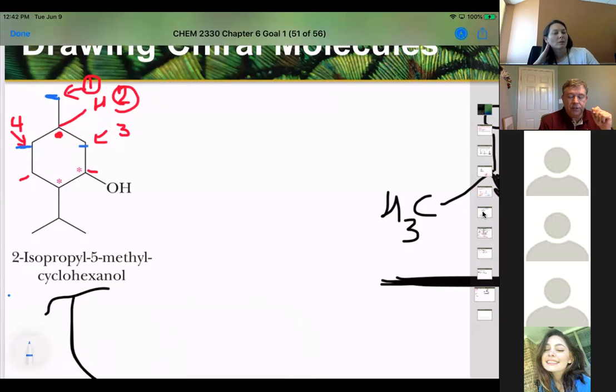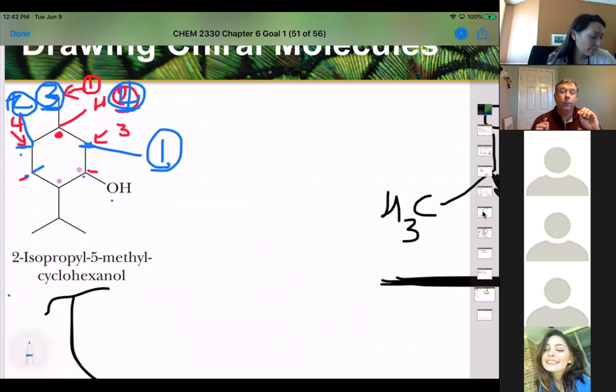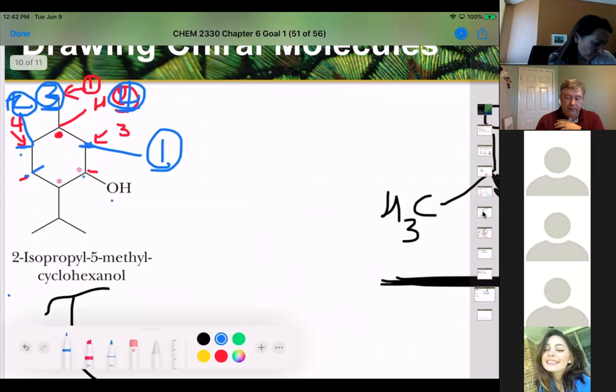But we have the CH2CO. So this is a higher priority than this one. So that's going to say in blue color here, this group is our number one priority because of its proximity to the OH. This group is our number two priority because of the carbon-carbon bond. This is our number three priority because it's the CH3, and that leaves our hydrogen as priority number four. So we found four different groups on there, and we assigned our priority correctly.